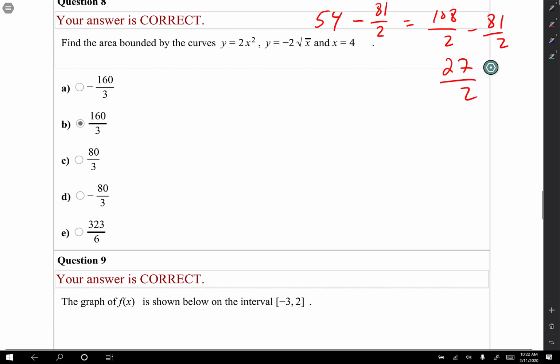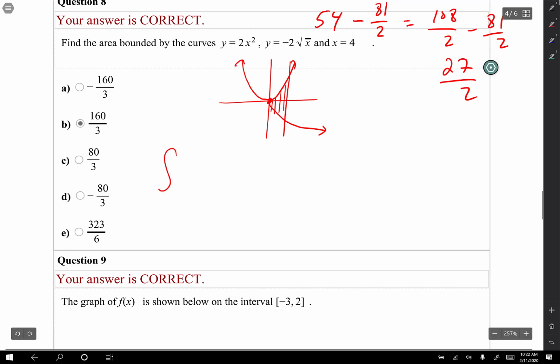Find the area bounded by the curves 2x squared, negative 2 square root of x, and x equals 4. Oh, so there's an interesting graph. There's a parabola that looks like this, and then negative 2 square root of x is going to look like that, and x equals 4 is a vertical line like that. So it wants this region. So that's kind of nifty. They both touch at 0, and it's going to end at 4.